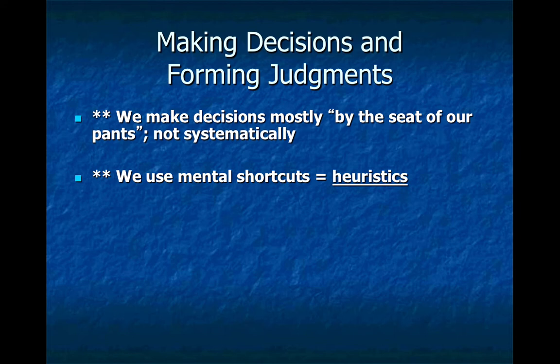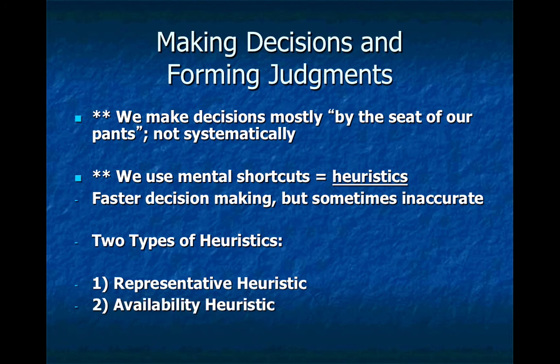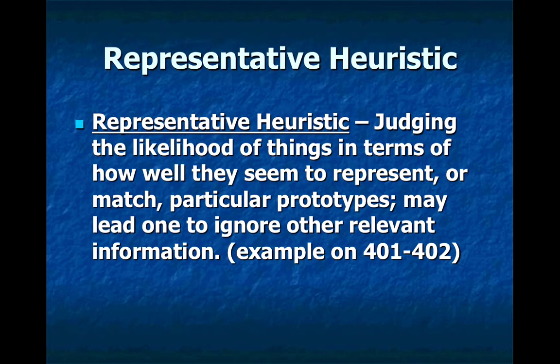What we know is a downside to heuristics is the fact that it doesn't always guarantee a solution to a problem. Sometimes we make inaccurate conclusions using this method. So it is faster in terms of decision making, but it is sometimes inaccurate. Today we're going to talk about two different kinds of heuristics, one of them being representative and the other one being availability.